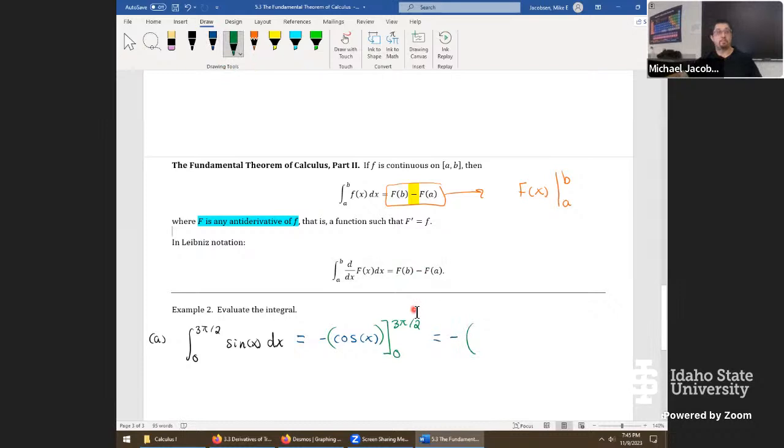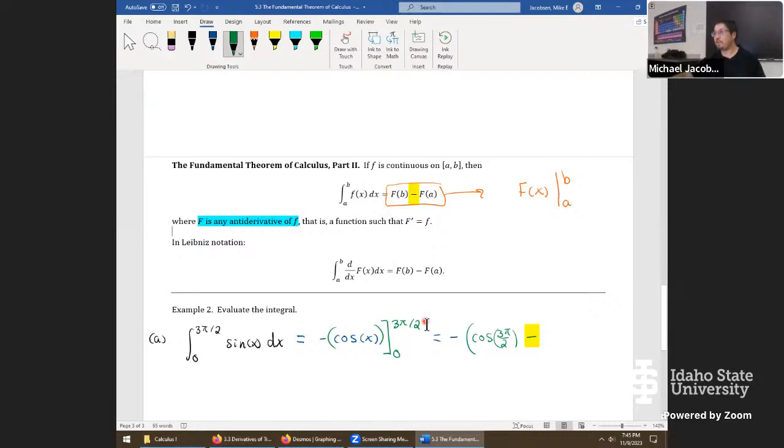So now our next step is going to be, the negative is still right there. Then we take the upper limit, 3 pi over 2, just plug it into your antiderivative. It's now cosine at 3 pi divided by 2. Then this negative has to be written in no matter how you did the problem. So here's that negative connecting in.